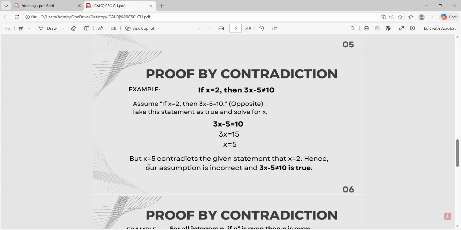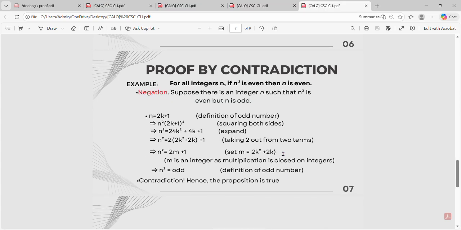But x equals 5 contradicts the given statement that x is equal to 2. Hence our assumption is incorrect and the proposition is true, which is that 3x minus 5 is not equal to 10. I have here another example. This is my proposition: for all integers n, if n squared is even, then n is even.